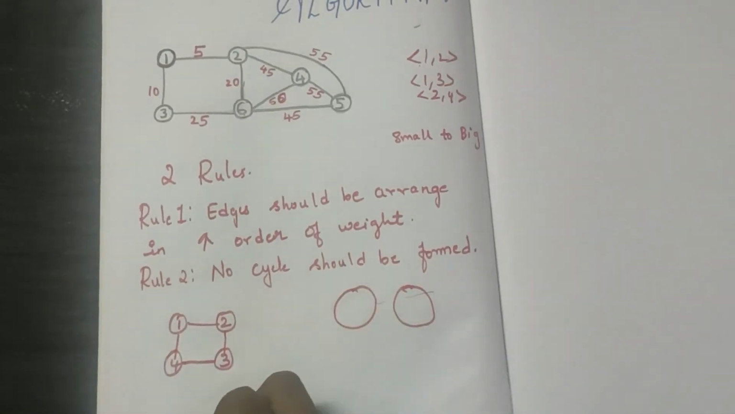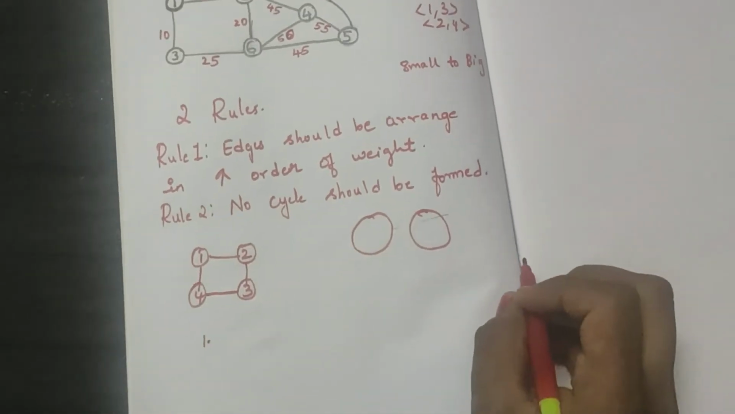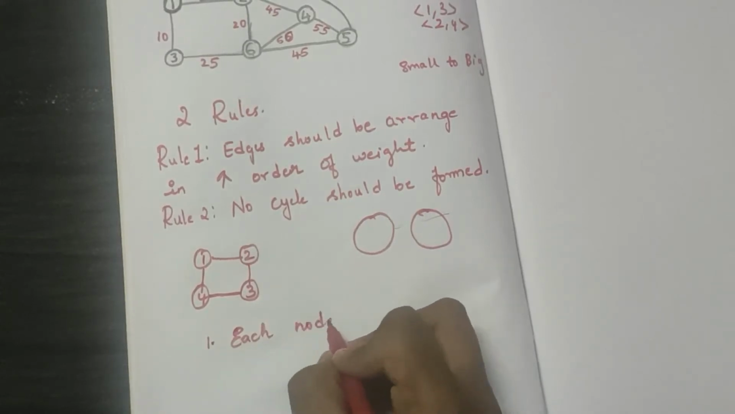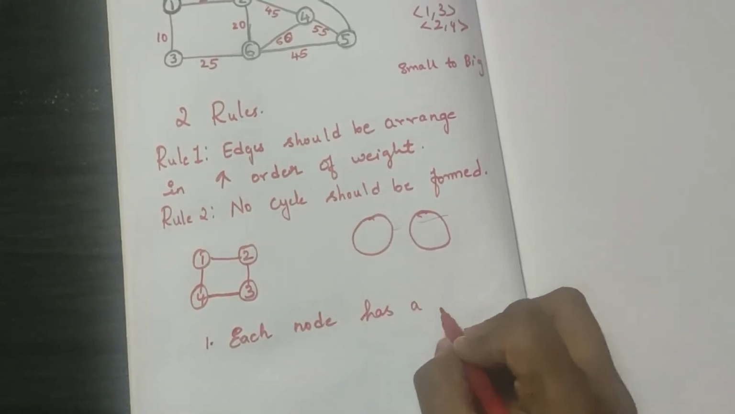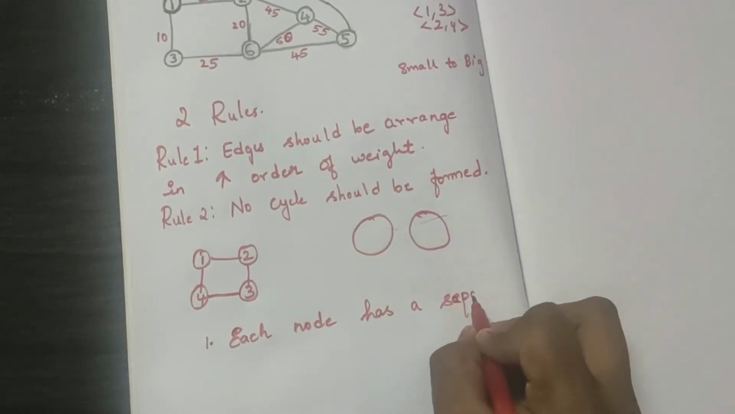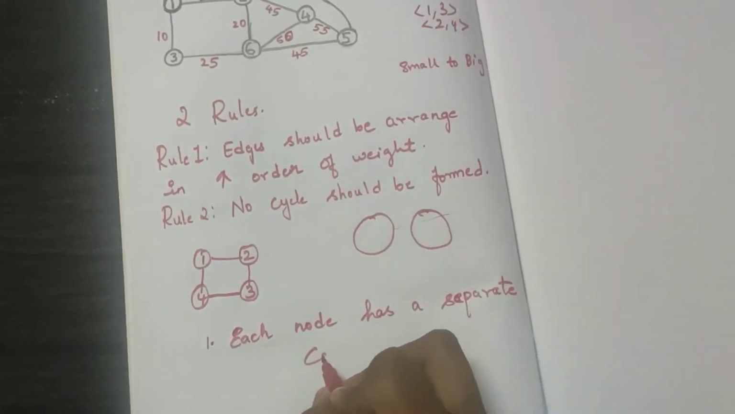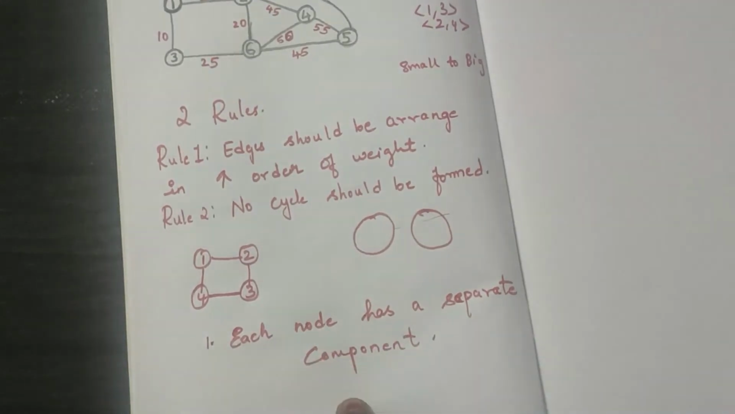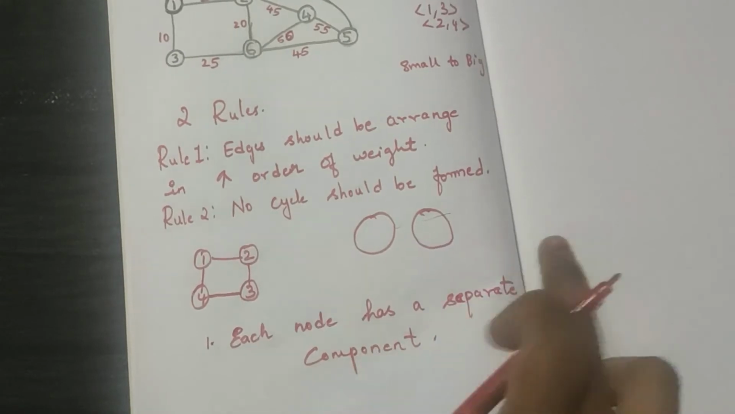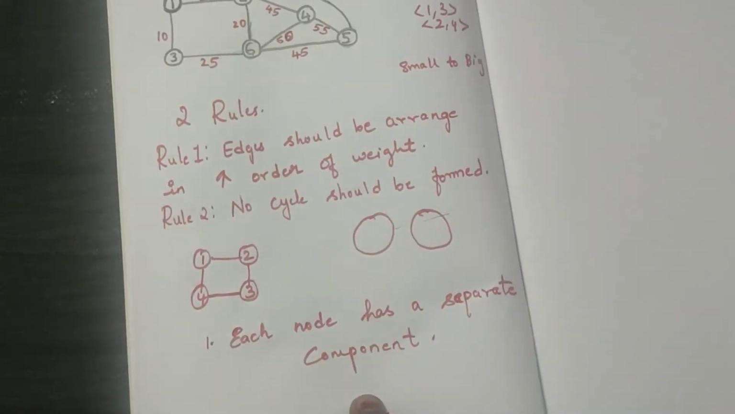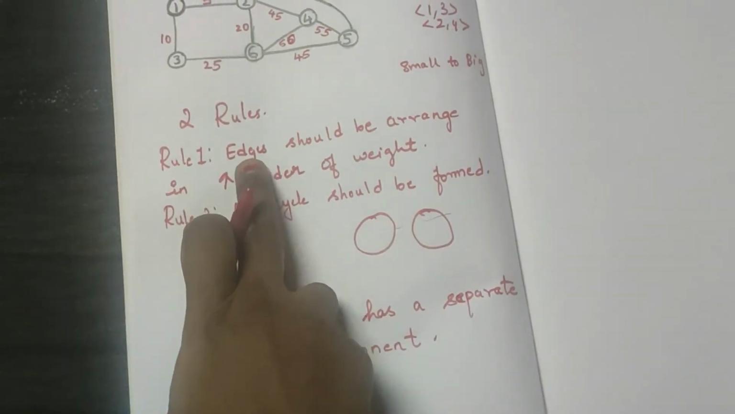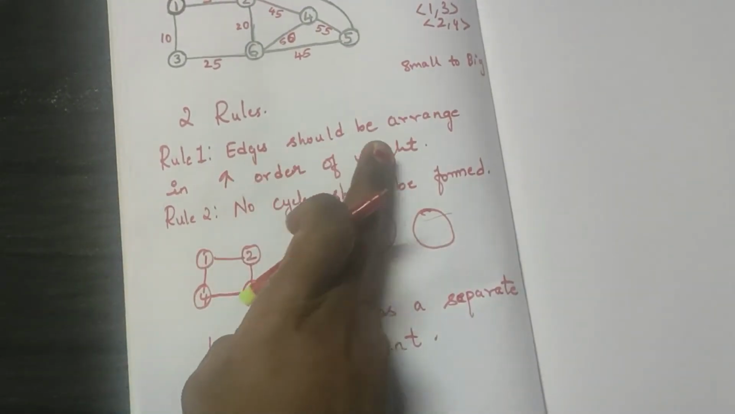Another one, you can say it as a rule or some method to solve, is that each node has a separate component. So each node will have a separate component. This one I will tell you when we solve this Kruskal's algorithm. So now let's start with our rule 1. Rule 1 is that we should arrange the edges in increasing order of their weights.